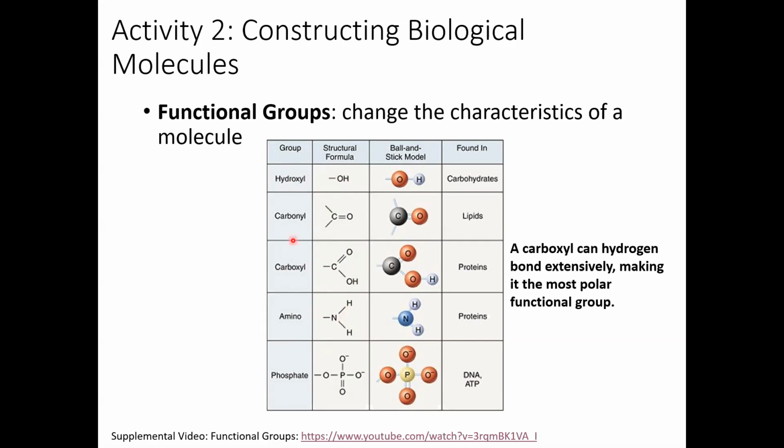Your carboxylic acid is actually going to be your most polar functional group just because of the extensive hydrogen bonds it is capable of making. And I actually think of carboxyl as my fatty acid. I don't think about it as my protein. You are required to memorize these names, structures, as well as where they would be found. I suggest using the chart in your book or your lab manual versus the one shown above.